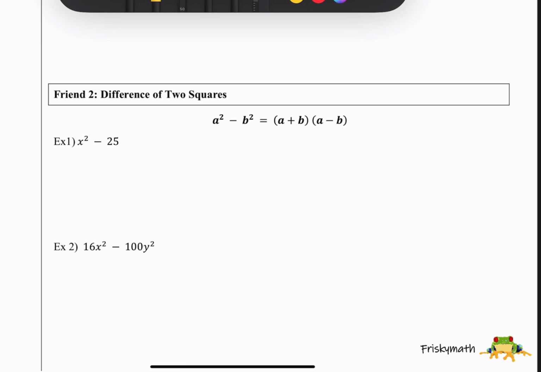Now this one is really obvious. If you have a binomial and you have two terms and each term is a perfect square, meaning you can take the square root of it, and there's a subtraction sign in the middle, then you have a difference of two squares. And when you factor a difference of two squares, it results in, and this should look really familiar to you, what we call the sum and difference pattern.